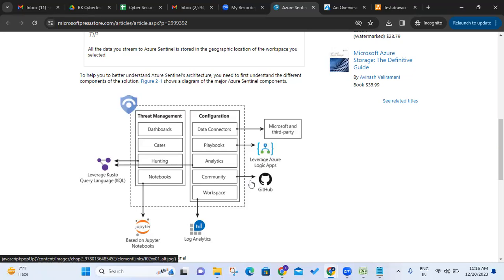Community, as I said, if you want to integrate threat intelligence feeds from third party, we can use GitHub. Right now we are supporting for GitHub. In future, maybe they will increase their capability to other platforms as well. Workspace is mainly for the storing of the logs and analyzing of the logs. We can do under the log analytics part. That is called workspace. Okay. So that is about overall configuration oriented. Any doubt in the configuration oriented now so far?